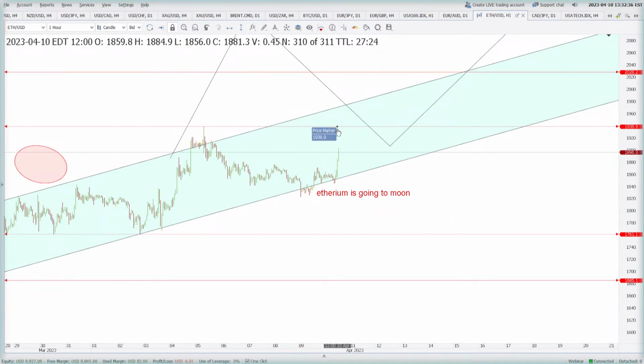1938 is the immediate resistance. Later on we have 2028 as the resistance. On the downside we have a support at 1761. That's all for the Ethereum.